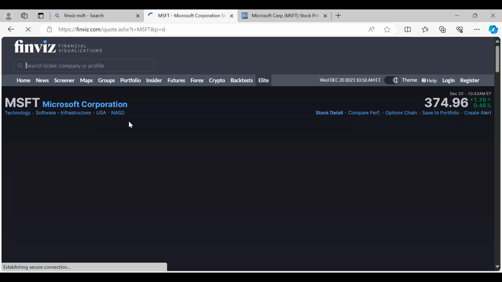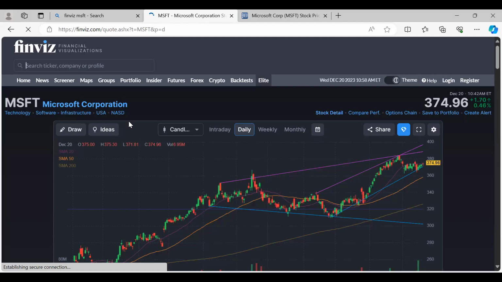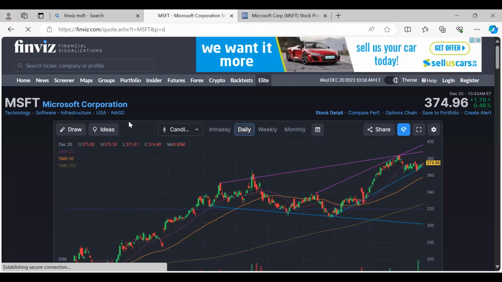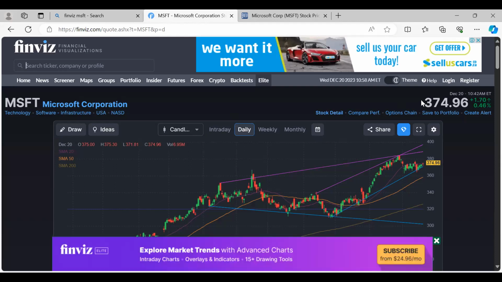You click on it, and there you have it, the FinViz website with all the information you need on Microsoft. You can see the current share price of Microsoft is $374.96 per share, right? So that's where you get the price per share. At the time of recording, the share price was $373.26 per share, and that is the figure we are going to use. But now it has changed to 374.96 because this changes regularly on a daily basis.